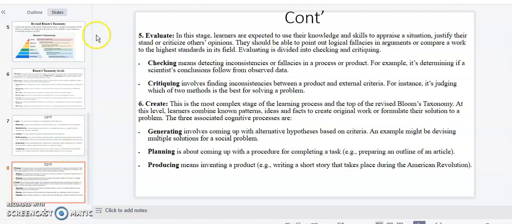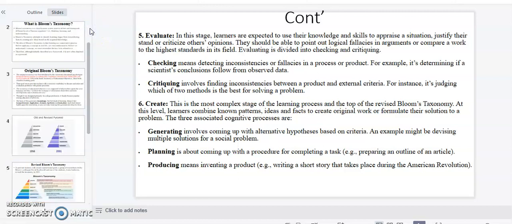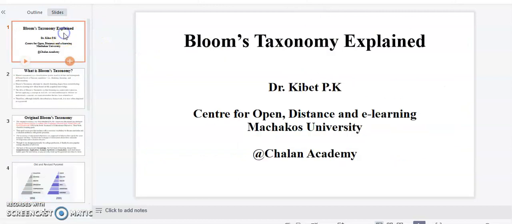So that marks the end of our presentation today, where we have discussed Bloom's taxonomy.